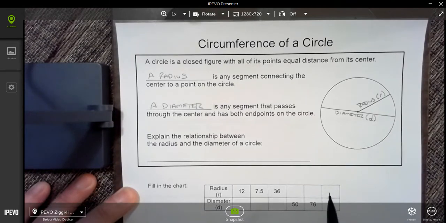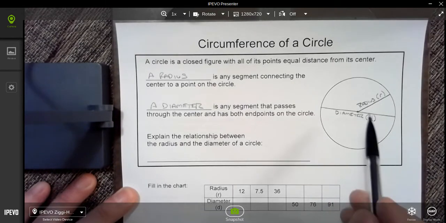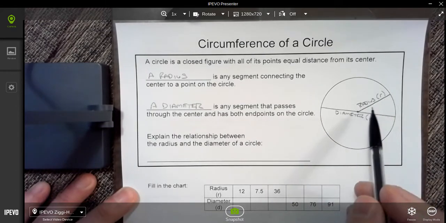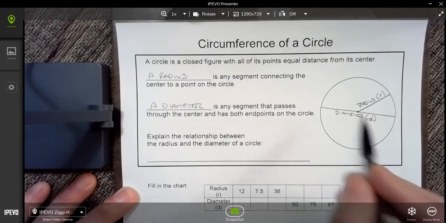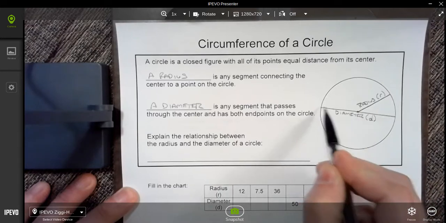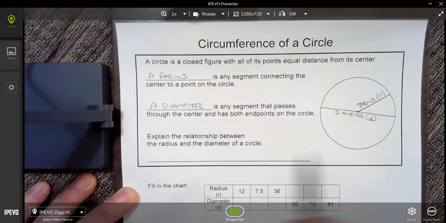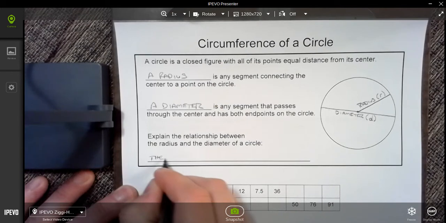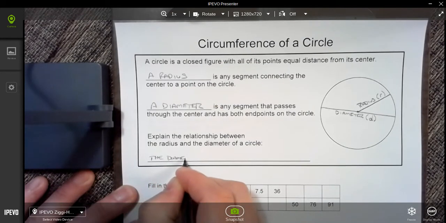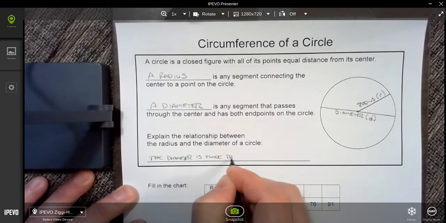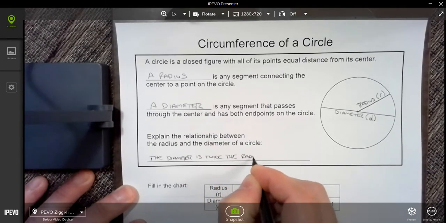Okay, and if you look at the diameter, you can see here, well, the diameter is really made up of two of these radii, which is plural for radius. From here to here would be a radius, and from here to here would be a radius. And so they want us to explain the relationship between the radius and the diameter of the circle. Well, we can say the diameter is twice the radius. The diameter is twice the radius.